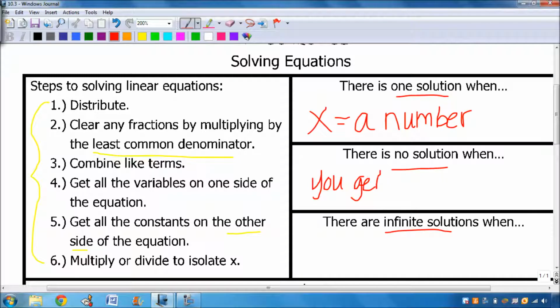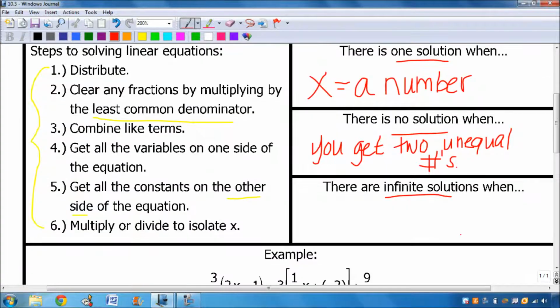So remember when we solve, well, let's write this down. When you get two unequal numbers. So remember when you solve an equation, and you end up getting like 5 equals 7, and your variables completely canceled out, that means that there's no solution because 5 will never equal 7.